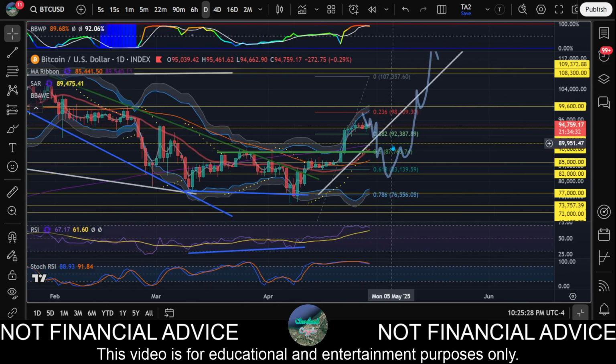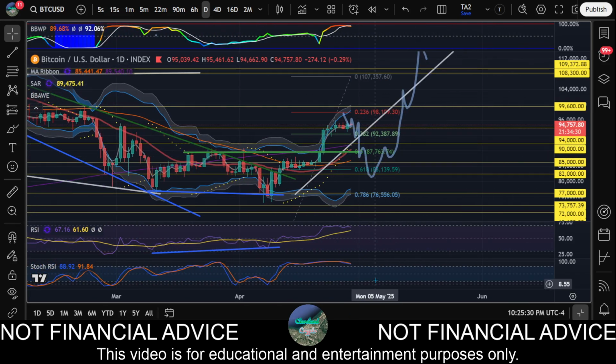But we are also far from the 21, and the Stokes are overbought. Again, a move down, maybe to the 21, maybe to 88, and then a bounce. That's what I want to see. But as long as we stay above 82, we'll be all right. We can still recover from that.